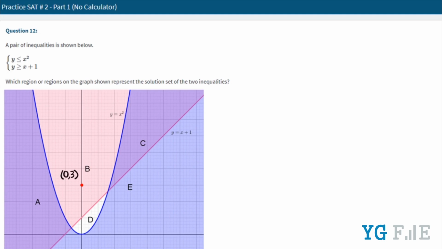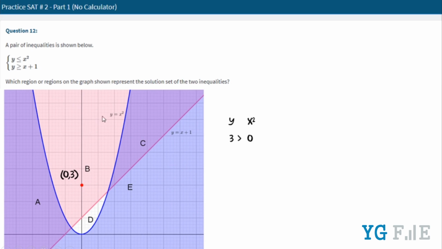For the first inequality, the left side is y and the right side is x squared. Here we have y equals 3 and x equals 0. It means that we will have 3 and 0, and we know that 3 is greater than 0. It means that this point does not satisfy the first inequality, and any other point in the same region as 0,3 will not satisfy the first inequality.